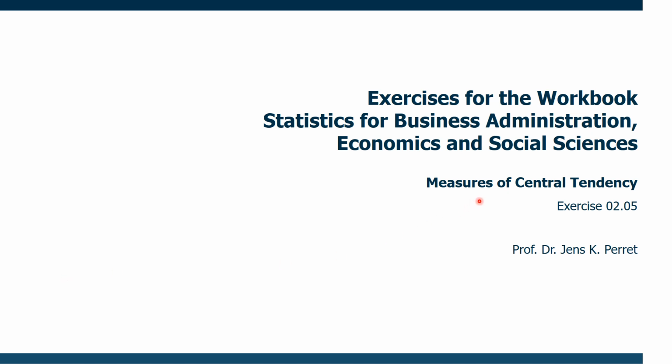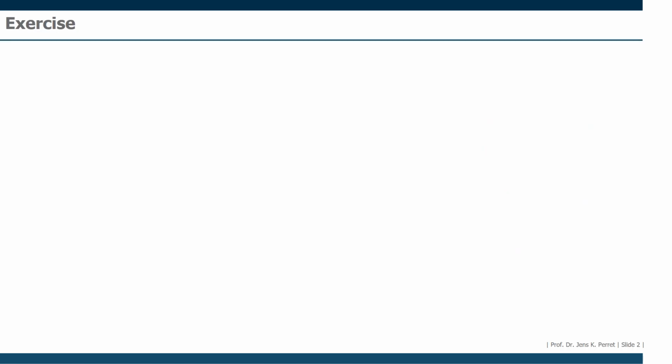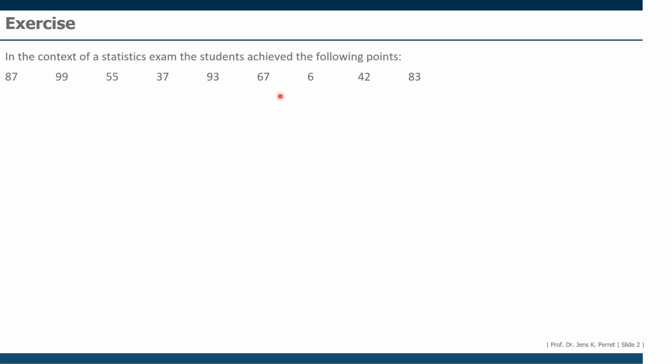This time I'm going to talk about the calculation of measures of central tendency for unclassified data. So let's have a look at the exercise. Here we have, in the context of a statistics exam, the students achieve the following points. And we get this list of points. Our task is to determine the median and the arithmetic mean of the data set.